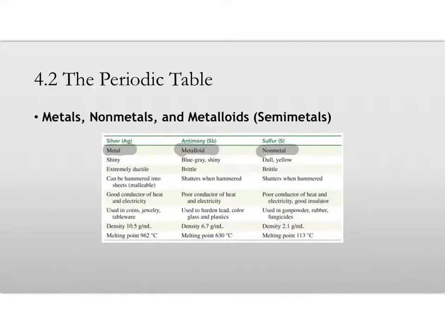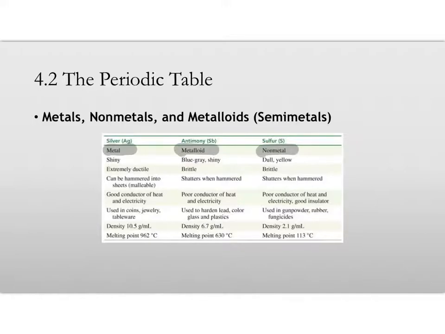Antimony, the metalloid, is shiny, it's brittle, and it's not strong and hard like the silver metal. It is not malleable, it shatters when hammered. It's a poor conductor of heat and electricity. It's used to harden lead, and to color glass and plastics. It has an intermediate density, and it has a fairly high melting point. I would say that's very high, but not nearly as high as silver is.